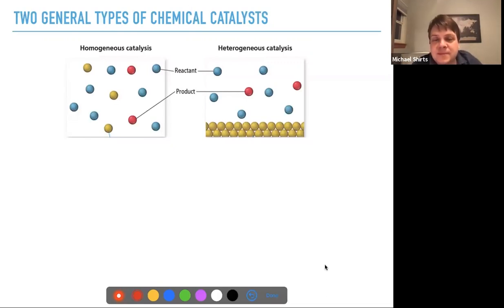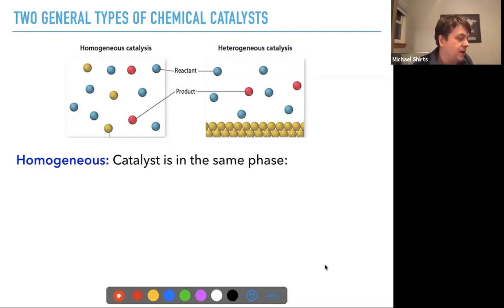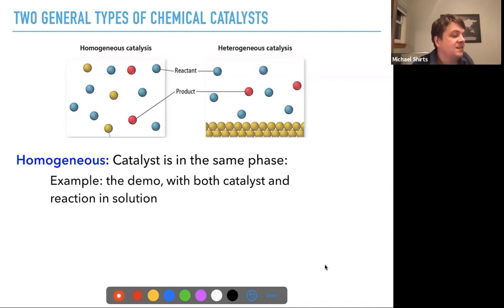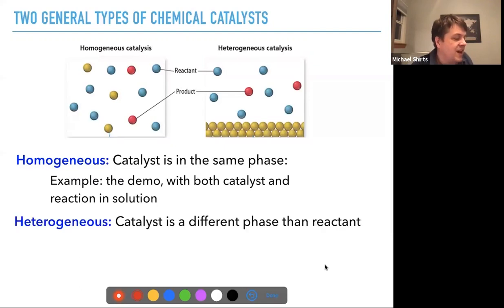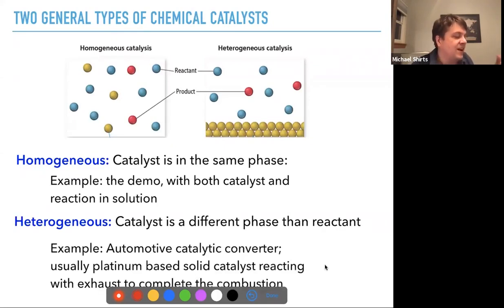finish that process. So one of the big challenges in heterogeneous catalysis is to find ways to increase the surface area, because it's really the surface area that determines how many reactions are going on. Okay, so homogeneous, the catalyst is in the same phase. The demo that I have online with both catalyst and reaction solution. Heterogeneous, the catalyst is a different phase: automobile catalytic converters. There's lots of other examples in chemical industry processes where you have heterogeneous catalysis.